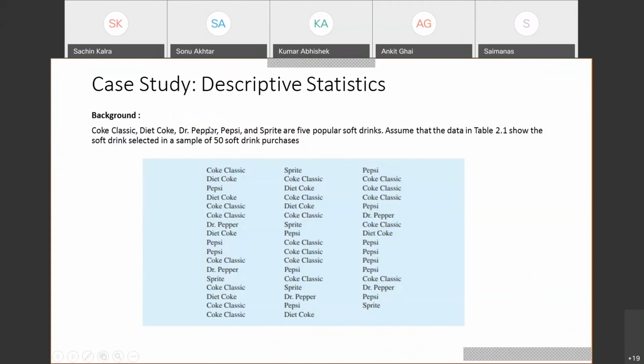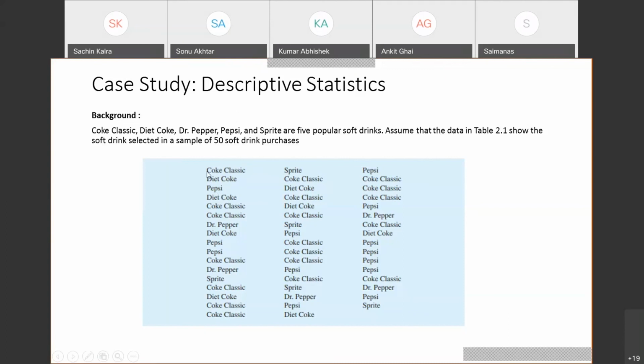Now, let's do a simple case study so that we can relate what we have learned so far. We have learned descriptive stats, the bar chart, the pie chart, the tabular graphs, and how we can utilize them for our normal data. Now, this is a case study of descriptive statistics only, where we have data of various beverages from the Coca-Cola company, like Coke Classic, Diet Coke. We have Pepsi as well. We have the beverages data all around.